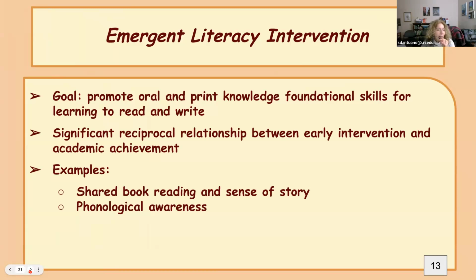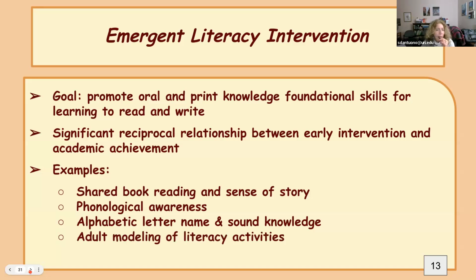Building some phonological awareness. You can do some rhyming games, segmenting games, alphabetic letter name and sound knowledge. Kids love to know their name, even if they don't know the letters, it's okay. And adult modeling of literacy. Experience with writing materials, you can use crayons, you can use colored pencils, you can use sand, shaving cream. Okay.